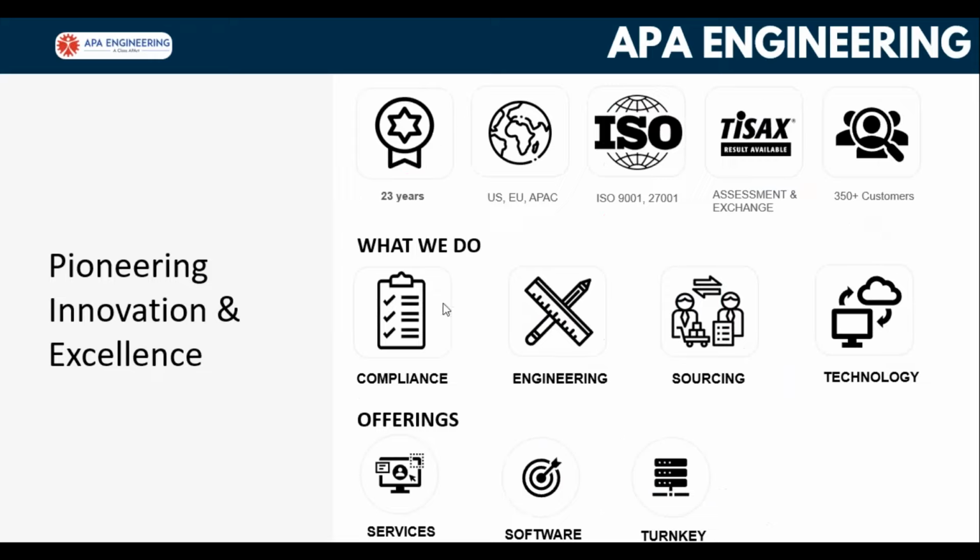At APA Engineering, we are customer-centric and we give our hearts to pioneering innovation and also to excelling at the same time. As I said before, we have more than 22 years of experience. We are ISO certified, and we offer our services in 4 major divisions: compliance, engineering, sourcing, and technology. In compliance, we also offer compliance as a service. Then we also have great software products, and we provide turnkey solutions. Moving forward.